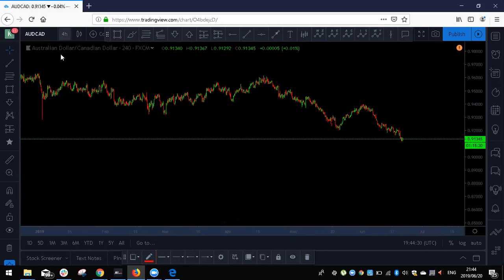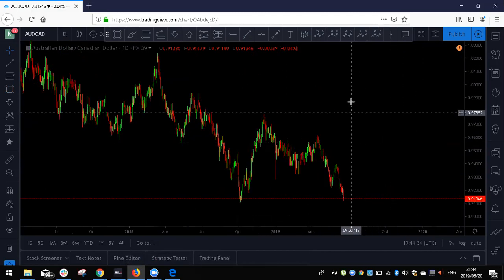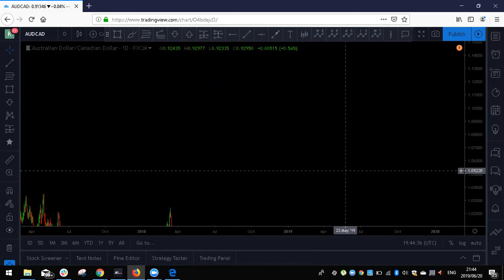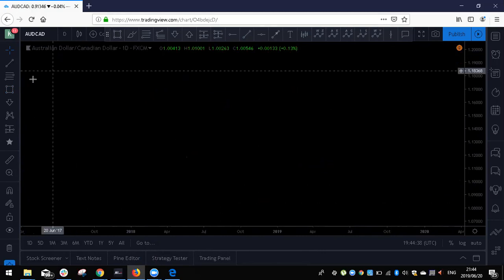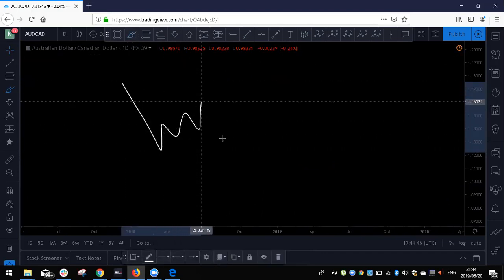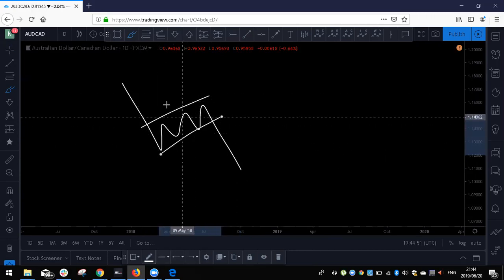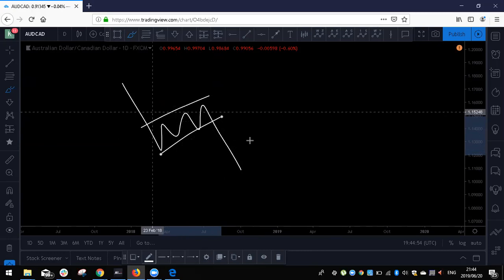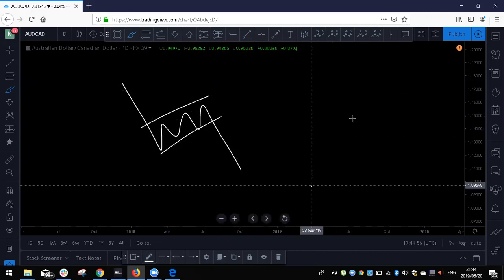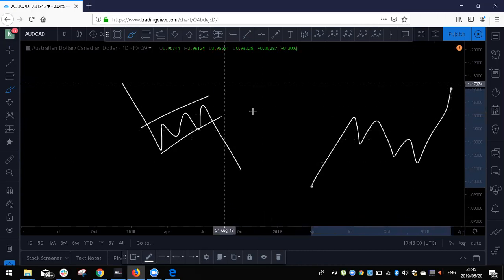Let me go back to the daily. All right, so I think I need a blank space to explain something. My favorite pattern is flags. Price moves in flags. It might be a bullish flag or a bearish flag, but it flags.